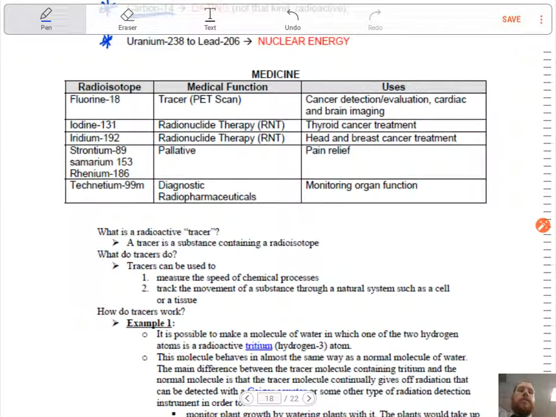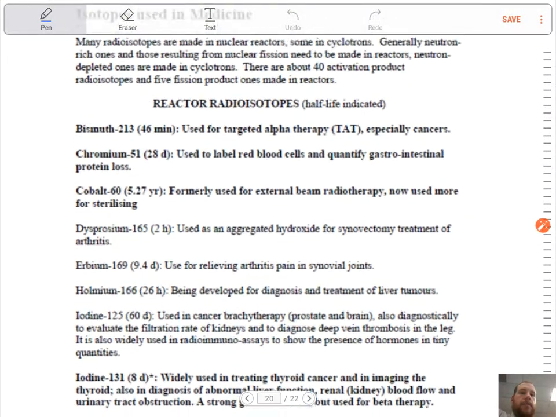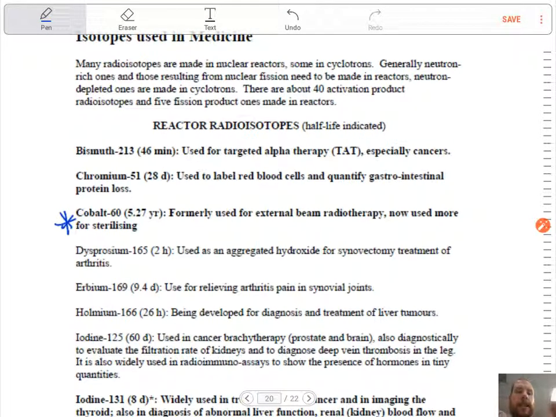These are some other ones used in medicine. Really make sure you know iodine-131, that it deals with thyroid cancer treatment. Make sure you're aware of technetium-99, monitoring organ function like brain scans. That's kind of a big one. And another one, if you flip a couple of pages, it's right here: cobalt-60. It used to be used for some radiotherapy. Now it's more for sterilization, but those are the big isotopes that you really should be on the lookout for.